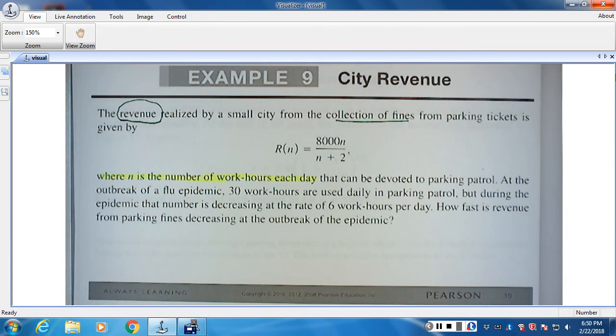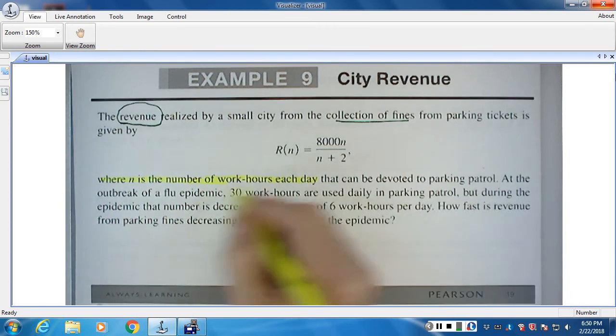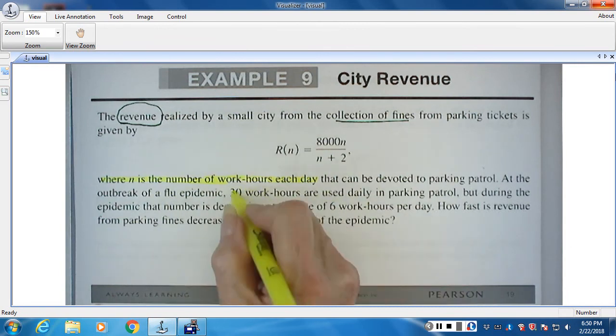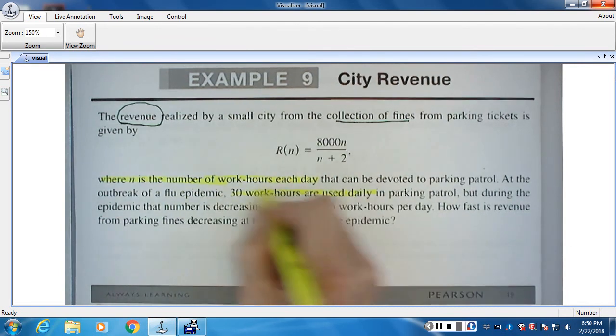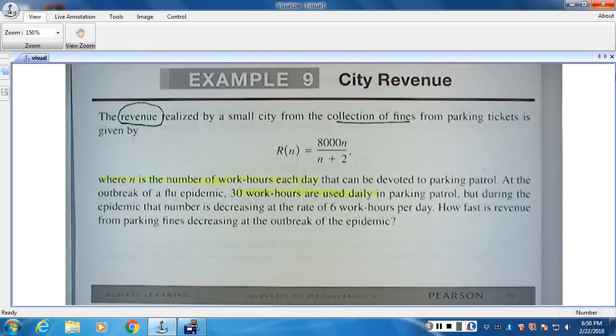So what happens is they have fewer labor hours to spend on writing parking tickets, which means that then they're going to be making less money because they didn't write as many parking tickets. Okay? So on the first day of the epidemic, at the start, they're using 30 work hours daily. That's before anybody got sick. So that's where they start.